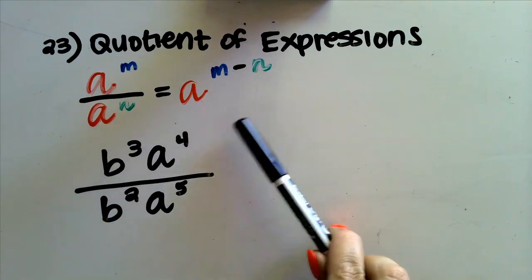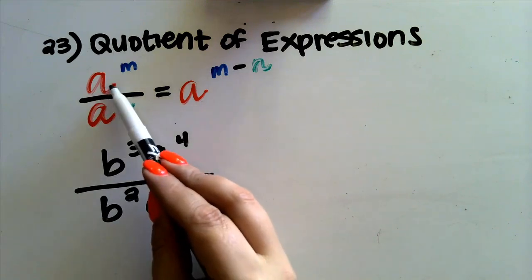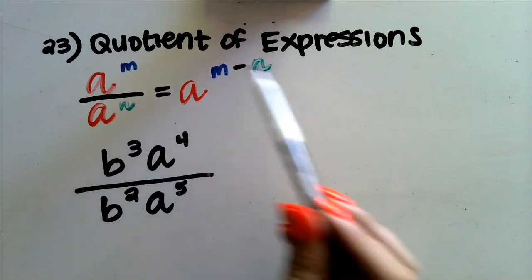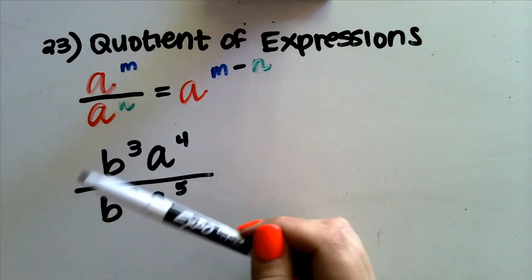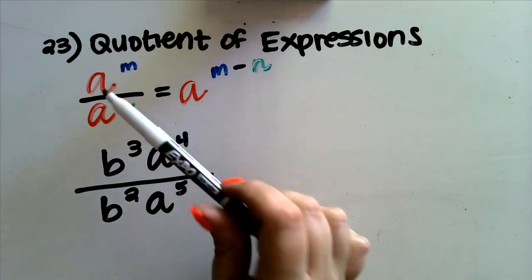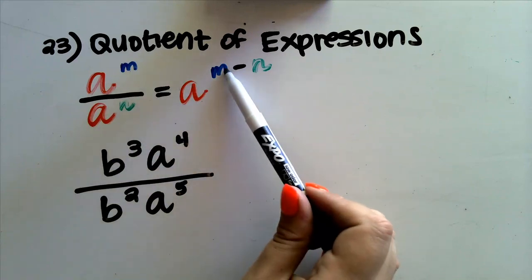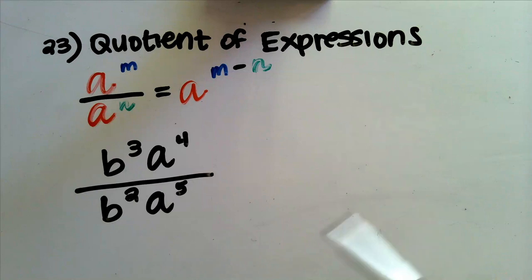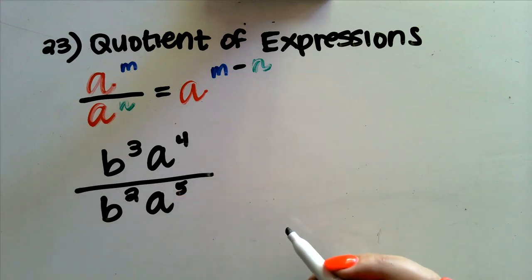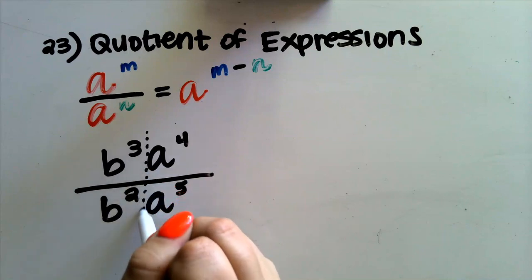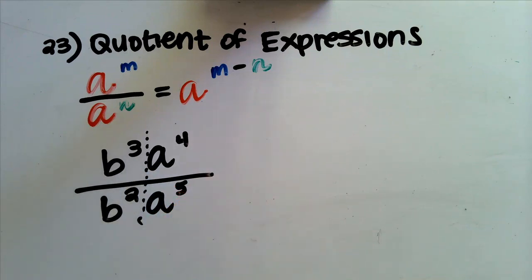Now just a reminder, our quotient rule is when we have the same base in both the numerator and the denominator, we are allowed to subtract the two exponents from one another. So a to the m over a to the n is equal to a to the m minus n power. So let's go ahead and treat this problem exactly like we would. If we even want to, we can draw just like a dotted line right in between our b's and our a's so that we don't get confused. And we're going to apply the quotient rule one by one.